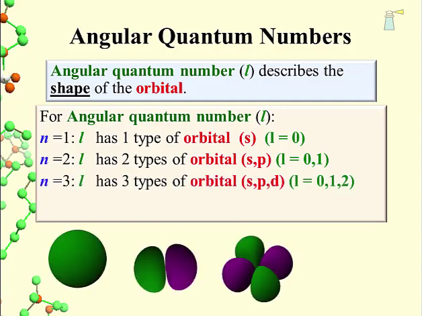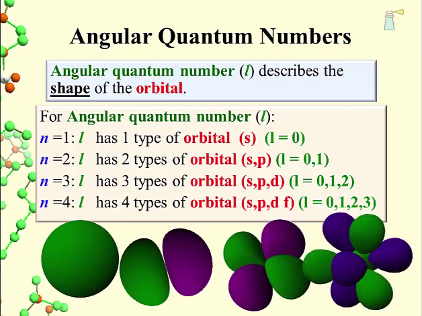For n equals 3, l has 3 types of orbitals. It has its own larger s and p orbitals, l equals 0 and 1, and it also contains d orbitals, l equals 2. The shape becomes more complex with d orbitals. The n equals 3 shell has 9 orbitals, 1 s, 3 p's, and 5 d's.